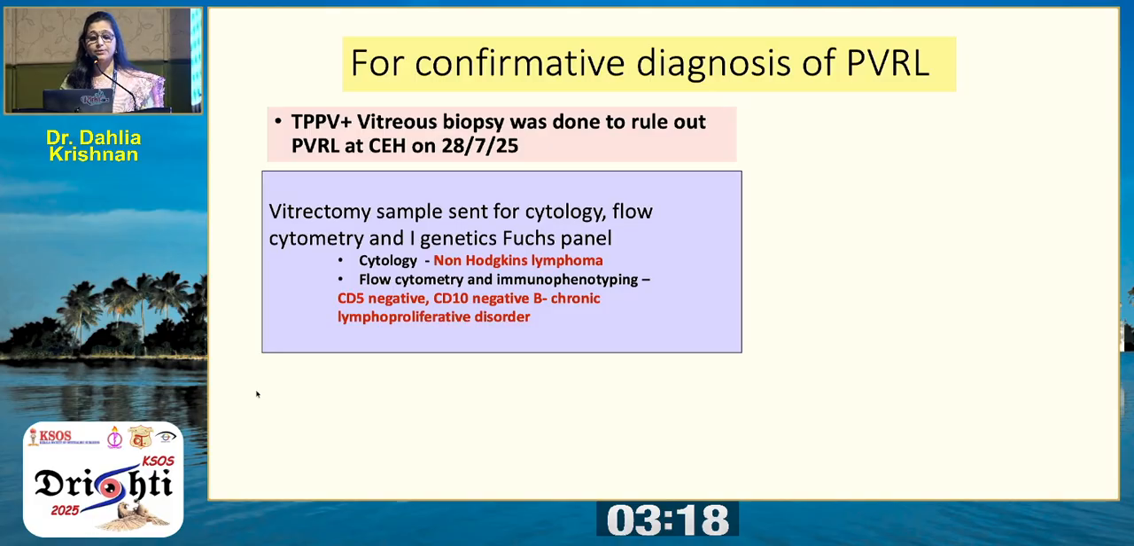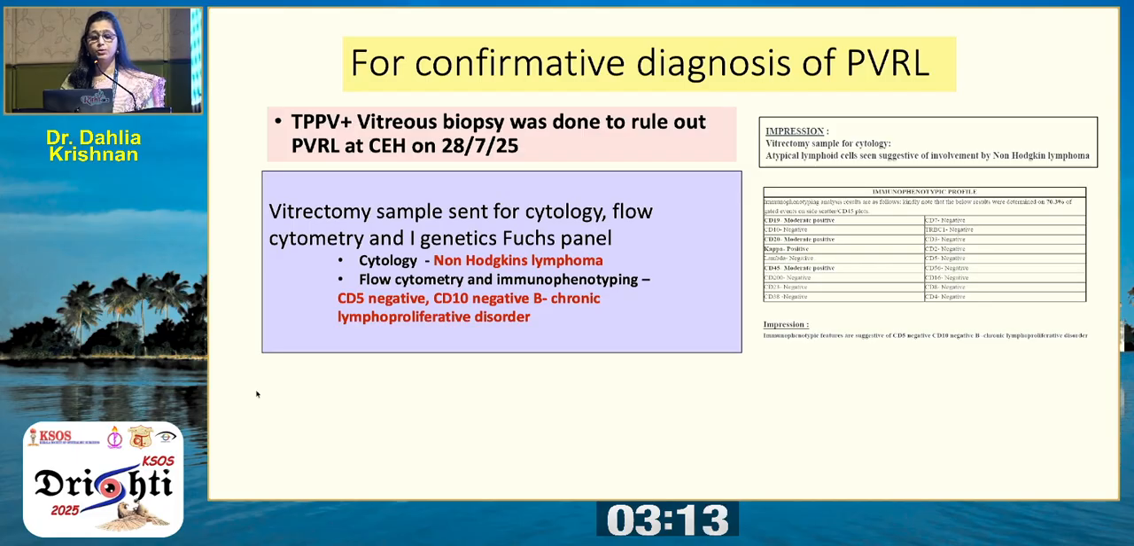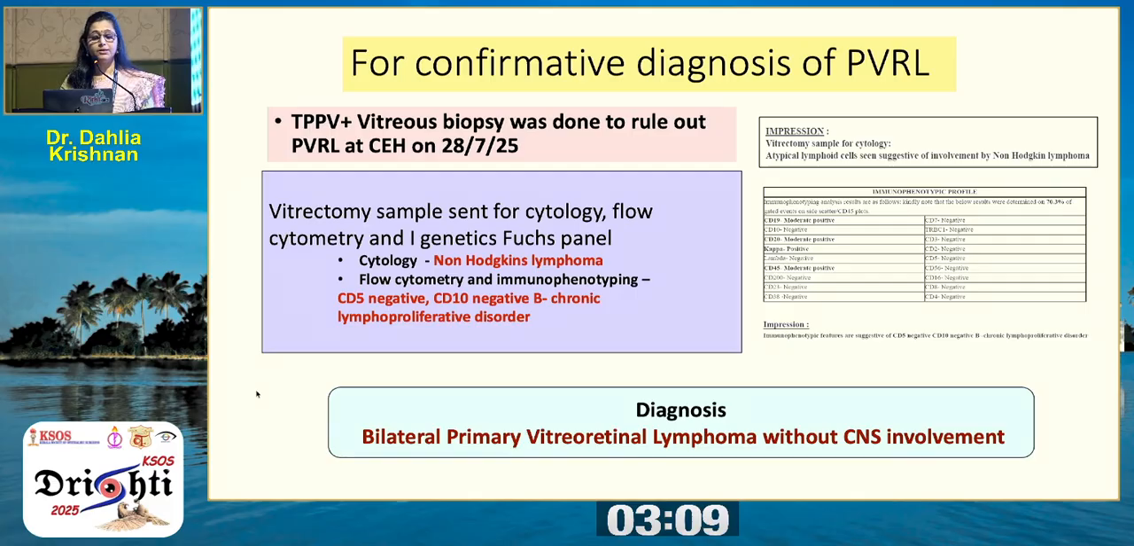And the vitrectomy sample was sent for cytology, which came as non-Hodgkin's lymphoma. The flow cytometry and the immunophenotyping confirmed CD5 negative, CD10 negative, B chronic lymphoproliferative disorder. So again, the diagnosis is bilateral primary vitreoretinal lymphoma without the CNS involvement.